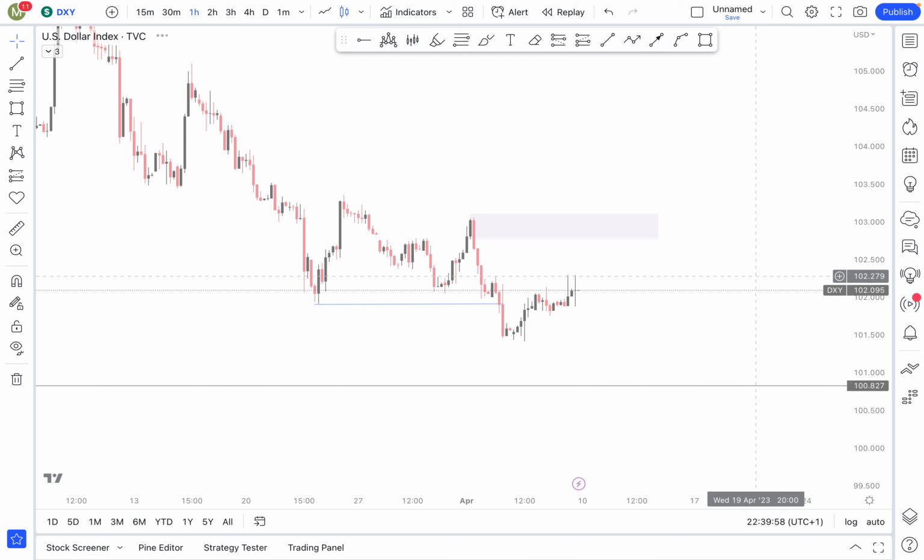On DXY, I don't really scale down to a smaller time frame. I just need to see what the higher time frame is telling me. Sometimes I end on a 1 hour time frame.